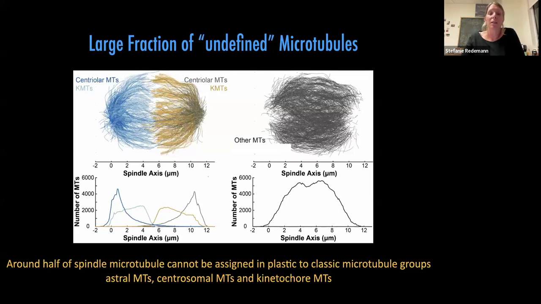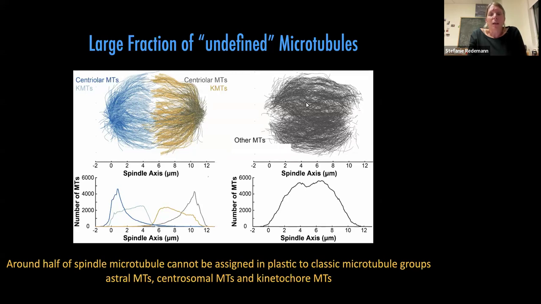But we discovered that if you look at this HeLa cell data reconstruction, there are a lot of microtubules that are neither. They're not connecting to the spindle pole, and they're also not connecting to chromosomes. You can see this here, and it's actually half of the microtubules, right? Those are undefined microtubules that have not been described before, and they cannot be assigned to any of the classic microtubule subgroups. That was really interesting.